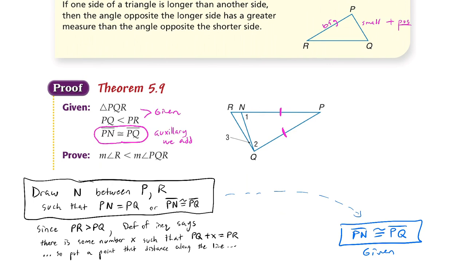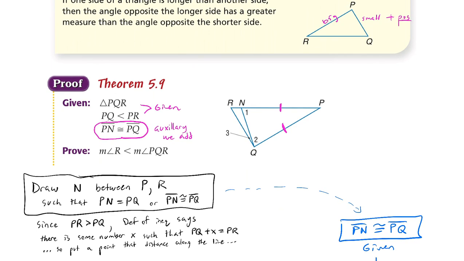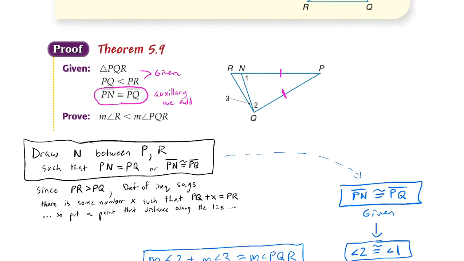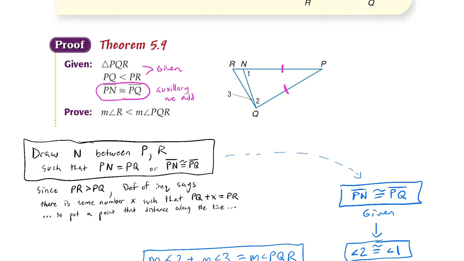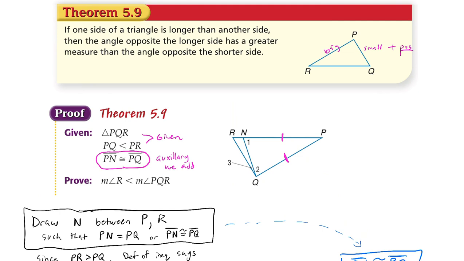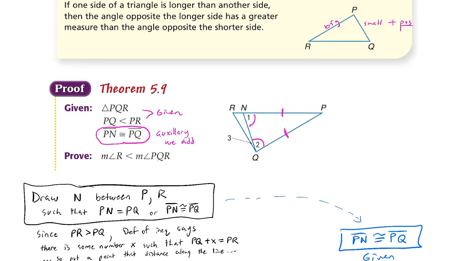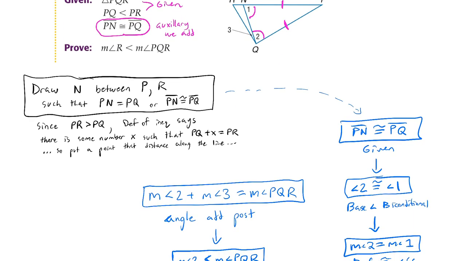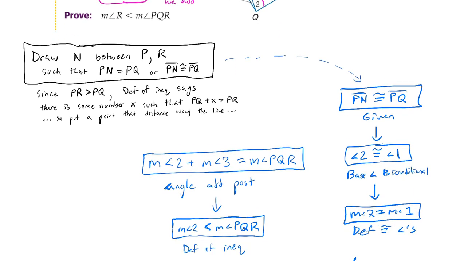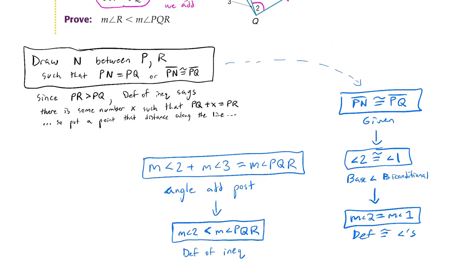Now we know those two segments are the same. What does that tell us? That tells us the angles are the same, by the base angle biconditional. So these are the same by the base angle biconditional, and that tells us the angles are equal, and then we can combine that with over here.